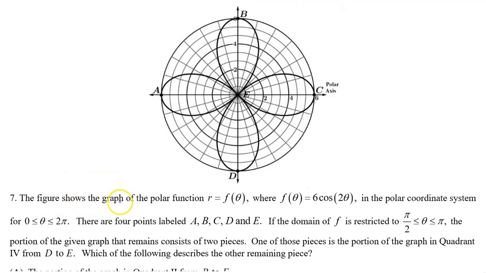Number 7. The figure shows the graph of the polar function r equals f of theta, where f of theta equals 6 times the cosine of 2 theta, in the polar coordinate system on the interval from 0 to 2 pi. Here it says there are 4 points labeled, but there are actually 5: A, B, C, D, and E. If the domain of f is restricted to the interval from pi over 2 to pi, the portion of the given graph that remains consists of 2 pieces. One of those pieces is the portion of the graph in quadrant 4 from D to E. Which of the following describes the other remaining piece?